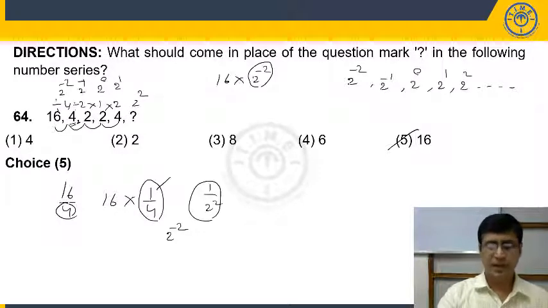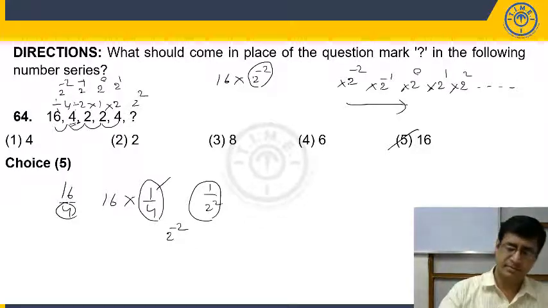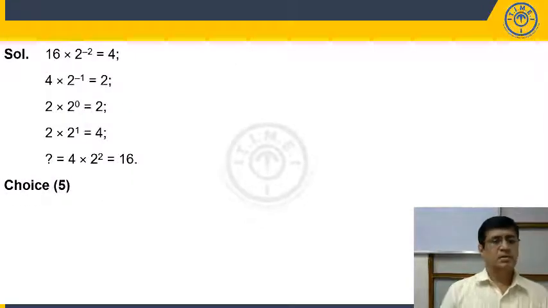Am I clear? It is following a series, this is the pattern. 2 power minus 2, 2 power minus 1, multiplying with 2 power minus 2, 2 power minus 1, 2 power 0. 2 power 0 means 1, 2 power 1, 2 square and so on. Look at this one.